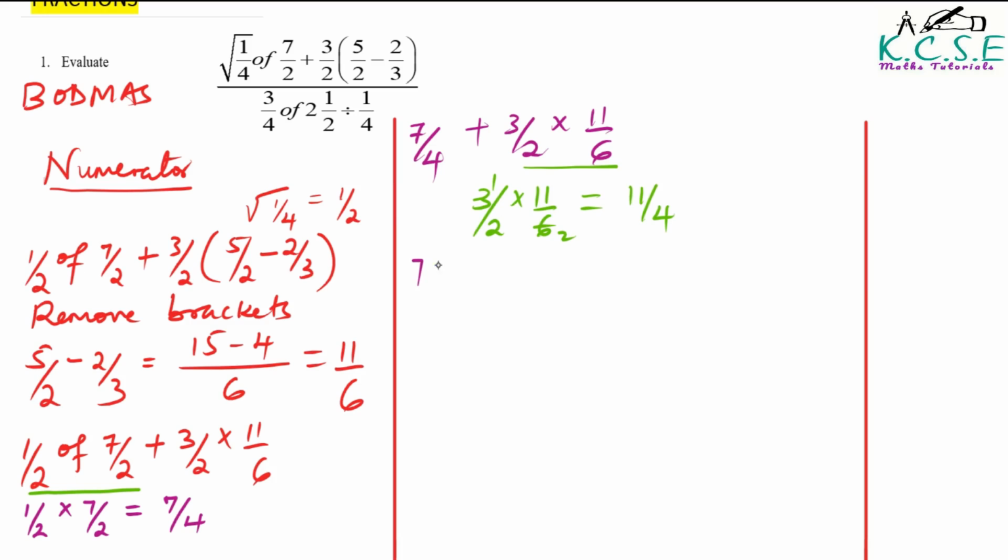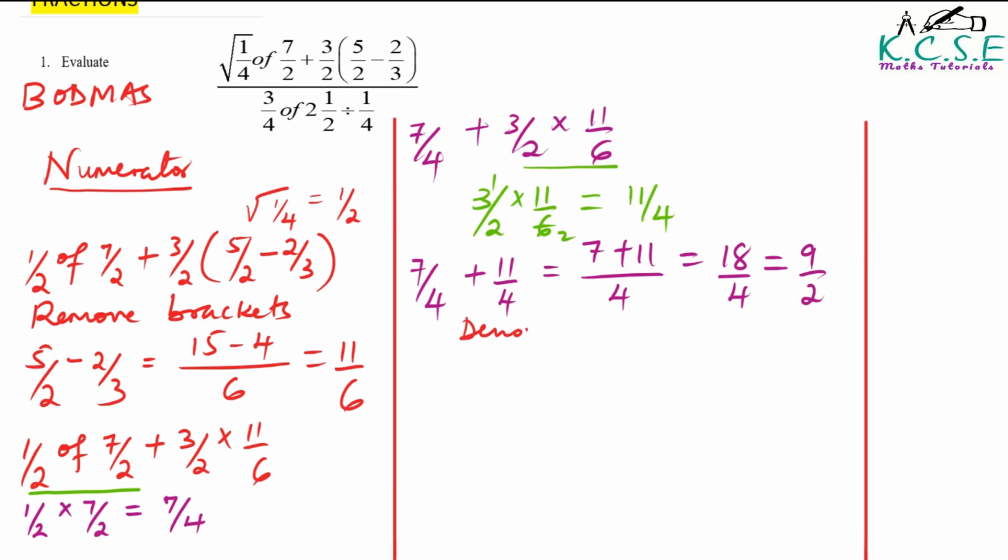Now we have 7 divided by 4 plus the solution we got for this, which is 11 divided by 4. The LCM is 4. 7 plus 11, and this one gives 18 over 4. If you simplify this, you get 9 divided by 2. So that is the solution in the numerator. Now let's go to the denominator.